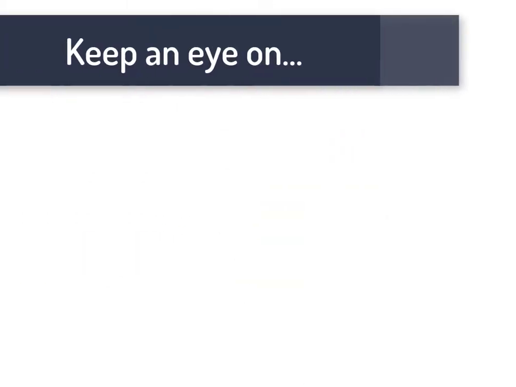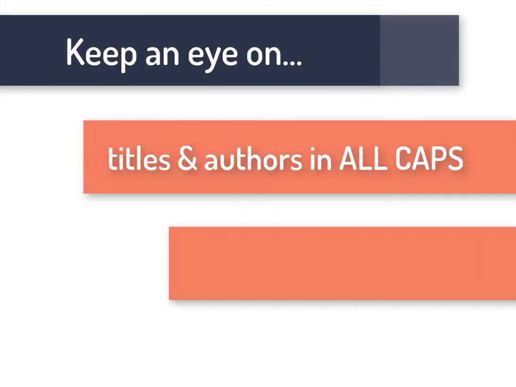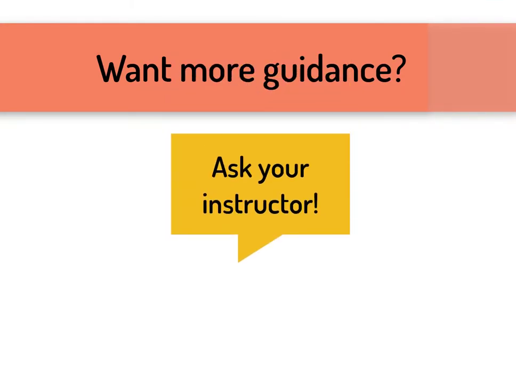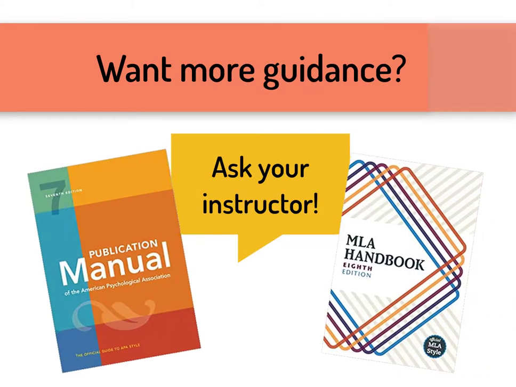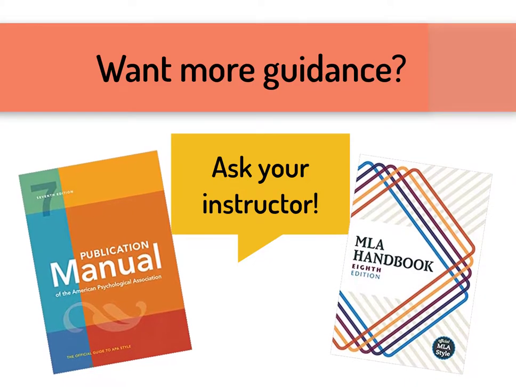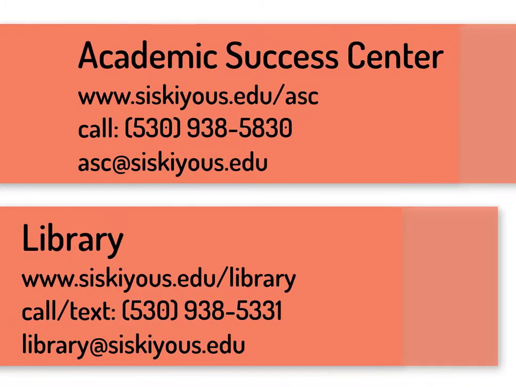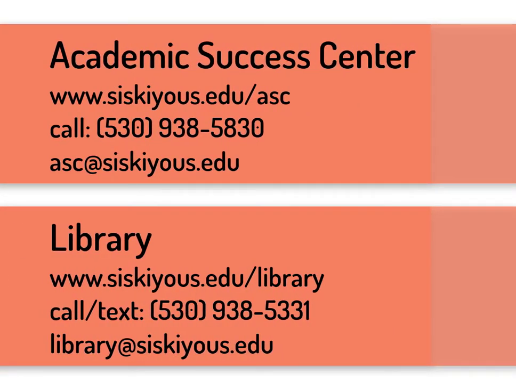If you keep an eye on the issues of all capitals and the database name, your citation should be in pretty good shape. Always check with your instructor if you're not sure what they want in a citation, and check the citation style rules to make sure that the citation doesn't have any other errors. If you want assistance with your citations, please contact the writing tutors in the Academic Success Center or library staff. We're always happy to help.